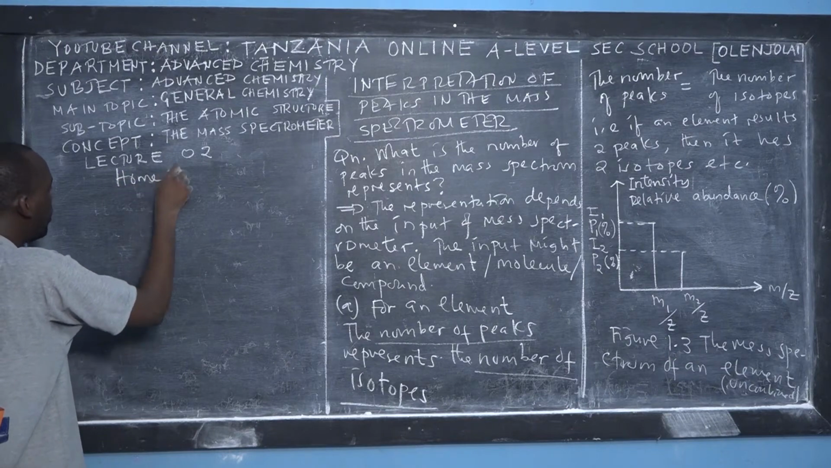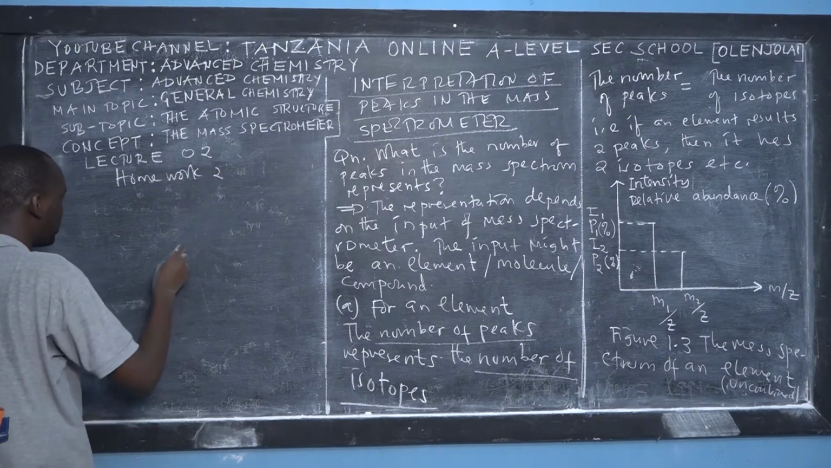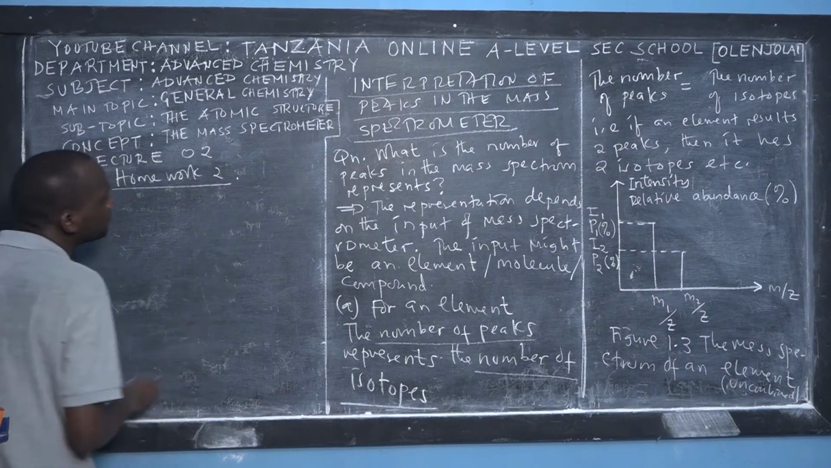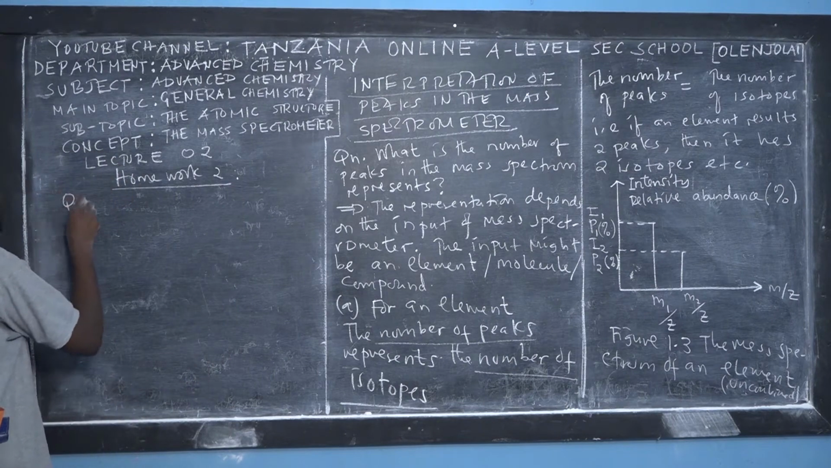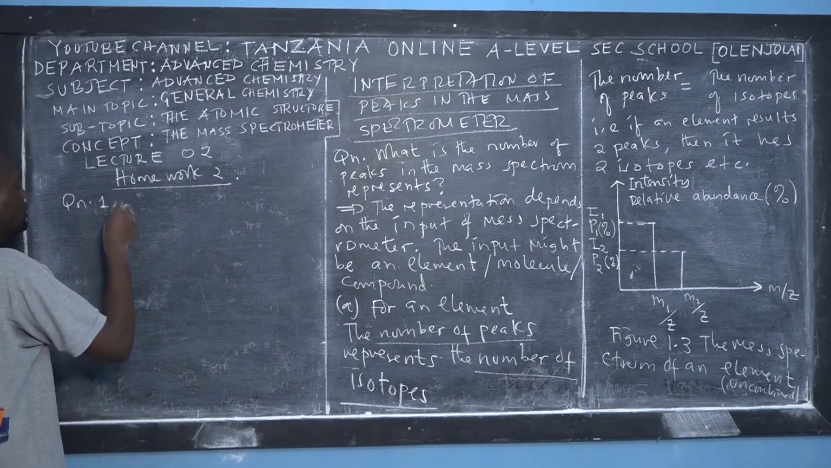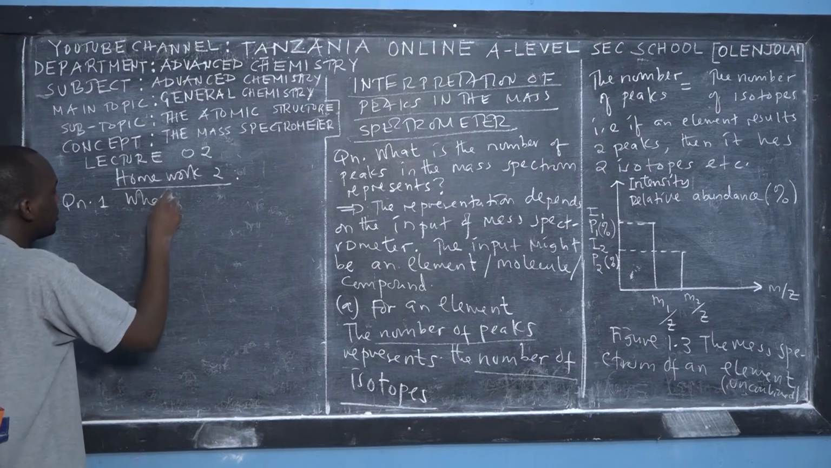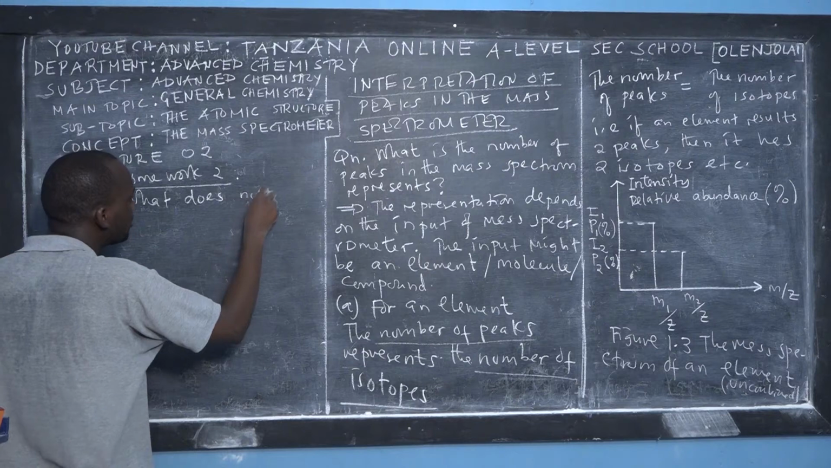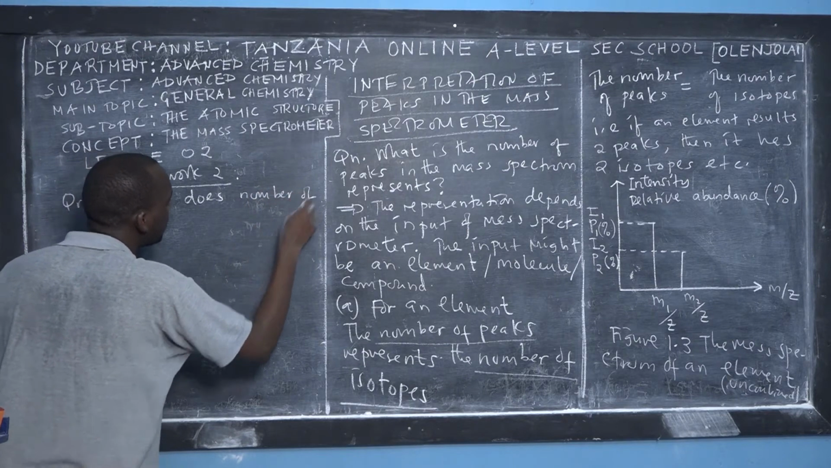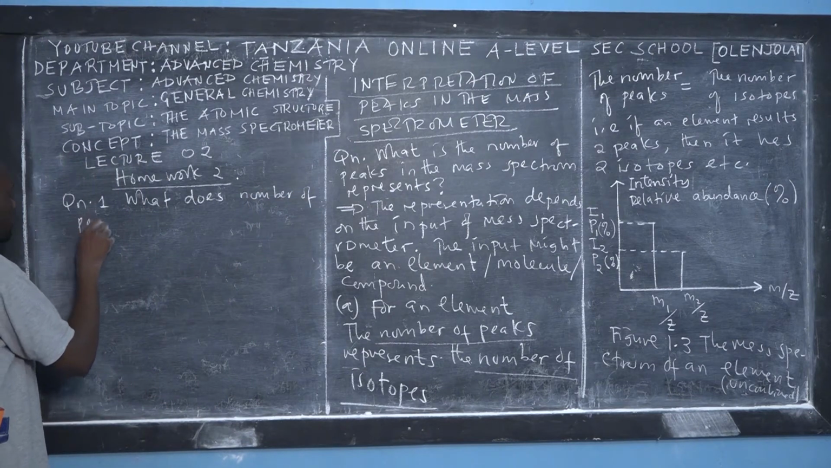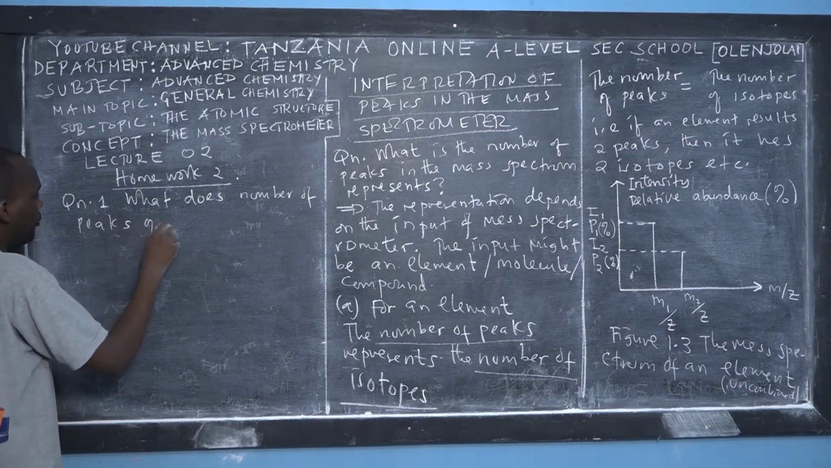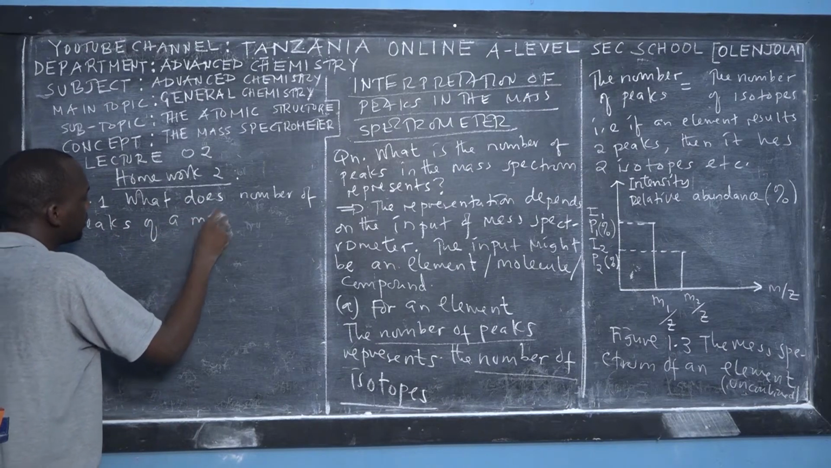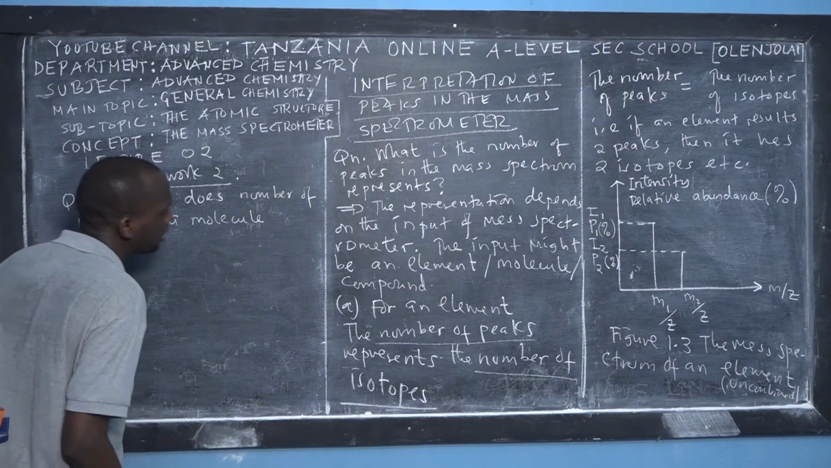So this is homework 2. Make sure that you do it. Okay? I would like to give you 2 questions. Question 1: what does the number of peaks of a molecule represent?